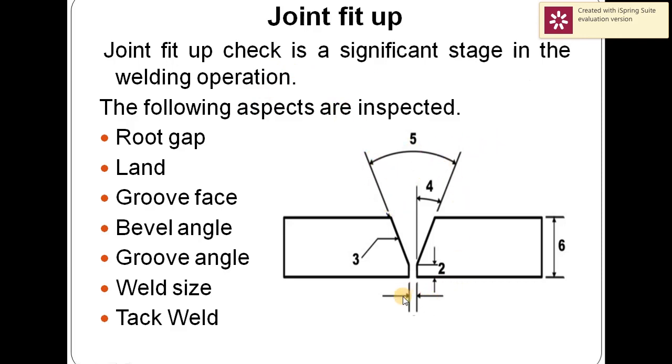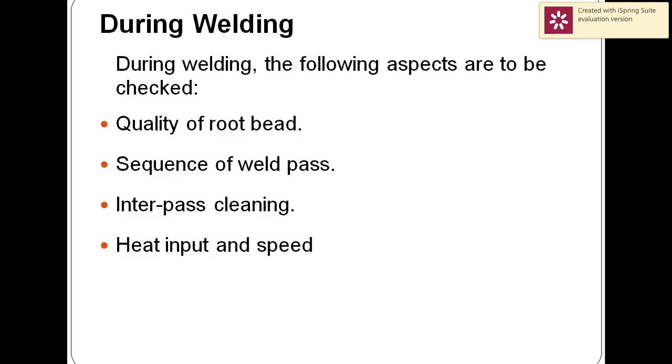This is called the root gap. This one, the land, is called the groove face. This is the bevel angle, also called the groove angle. This is the weld size. The tack weld is nothing but a temporary weld. Once the dimensions have been checked, only after that do you start the welding process. Before that, you have to confirm each and everything, so it will be in line with the process.